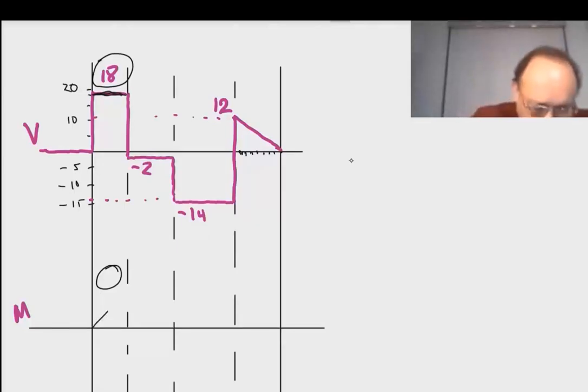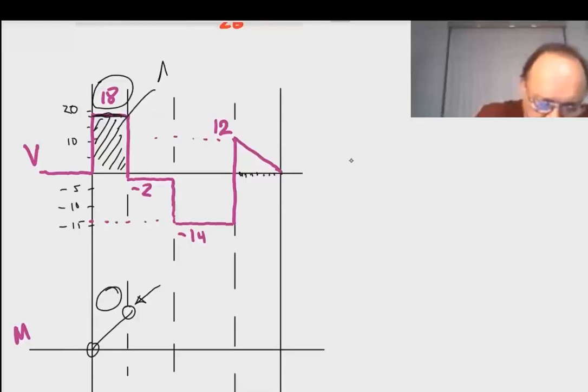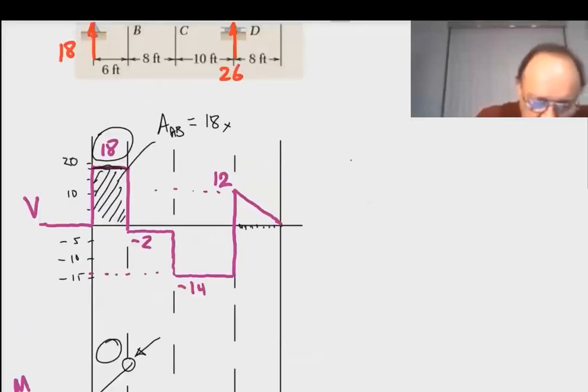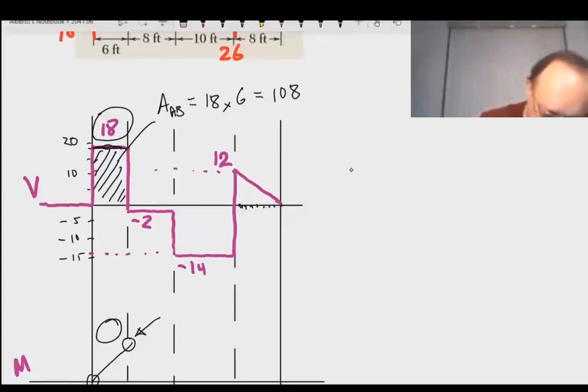So it's going to be a line like this. From 0 to some point here, what is the value of this point up here? It is the area on the shear diagram up to that point. So what is that area? That will be the area from A to B. Area from A to B is equal to 18 times 6. 6 times 8 is 48, 6 times 1 is 6, so 108. Perfect.